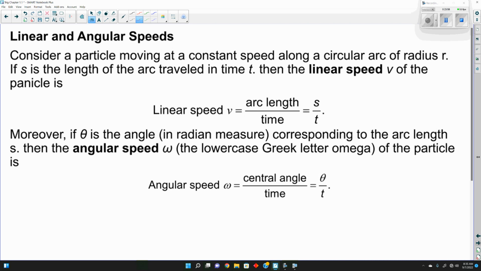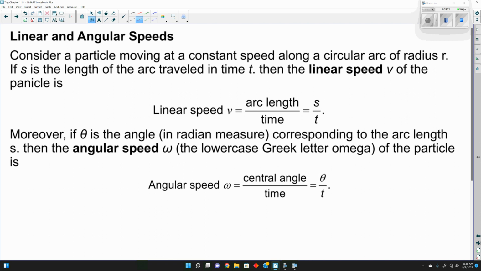Now, linear speed is considered a particle moving at a constant speed along a circular arc of radius r. If s is the length of the arc traveled in time t, then the linear speed v of the particle moving is described by this here. Linear. What does linear talk about? It's a line, yes?